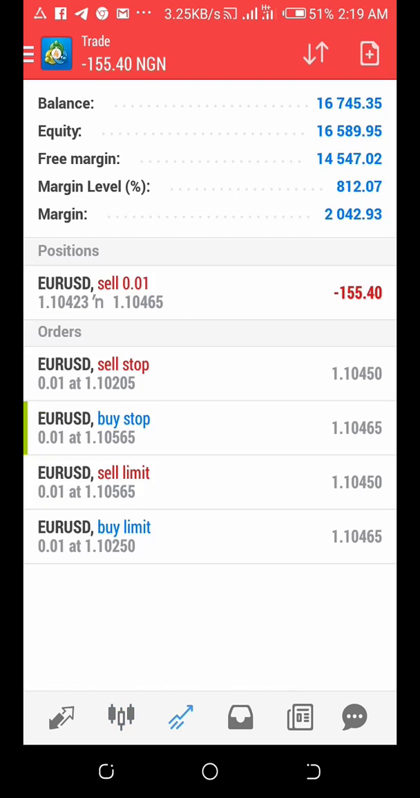And my potential profit, I want my potential profit to be 100 pip too. So for the stop loss, it is a sell. I predicted that it is going to come down, so my stop loss is going to be above.